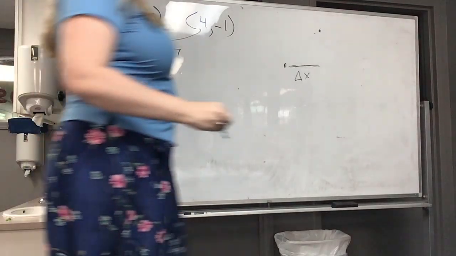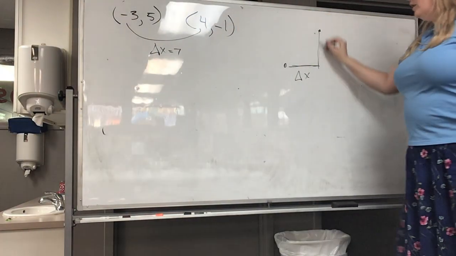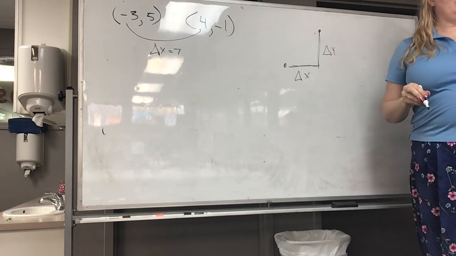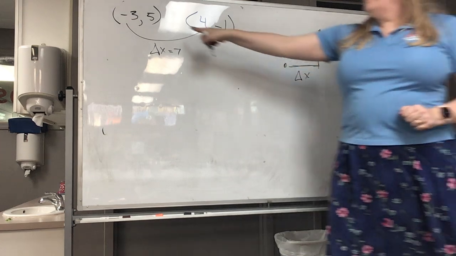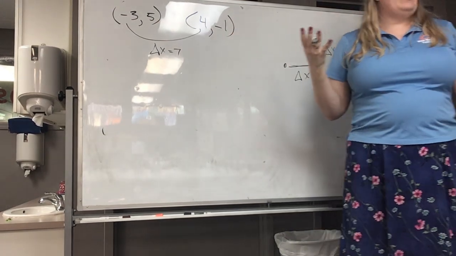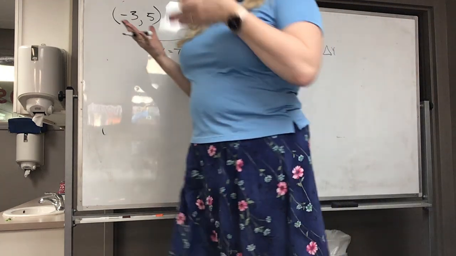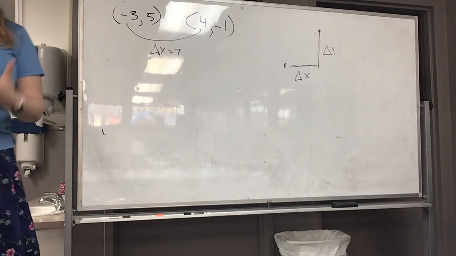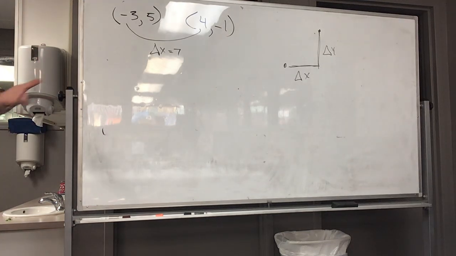And then we are also looking at the change in y. How far up and down has it changed? Between 5 and -1, how far apart are they? And we only have to look at positive numbers. We're talking about the length. We're talking about distance. So from 5 to -1, how far apart are those? 6. 6.